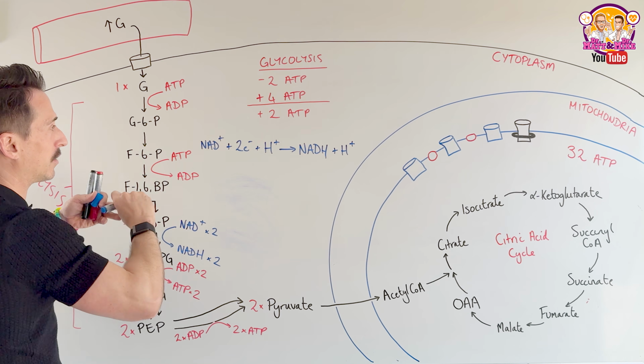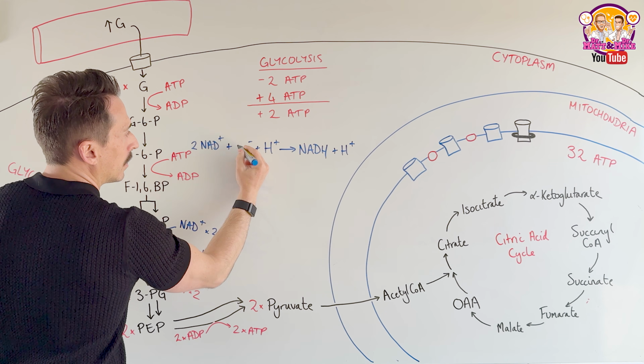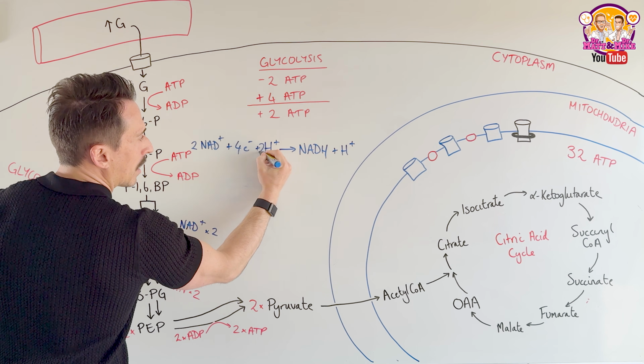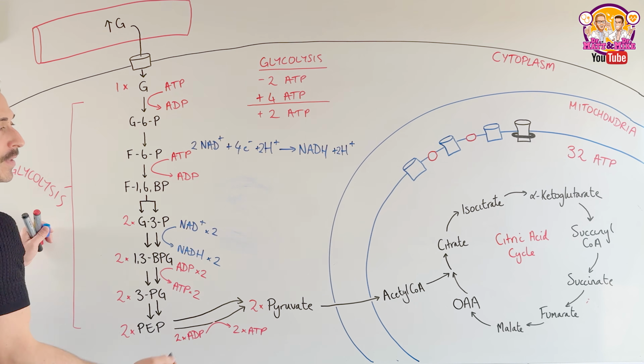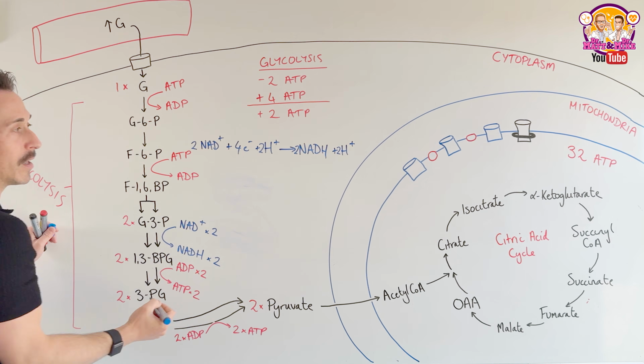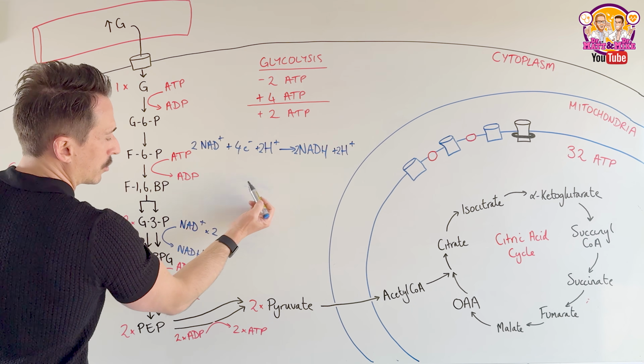So we could easily write it like this. 2 there, so that will end up becoming 4. That will become 2, right? And that will become 2. And that will become 2 as well, right? So we produce 2 NADH. There we go. Release 2 protons.